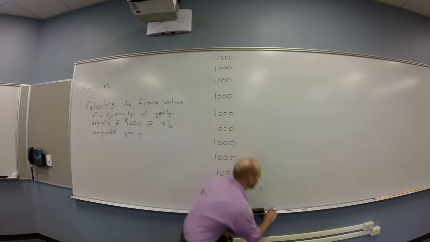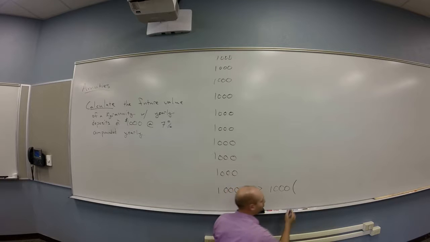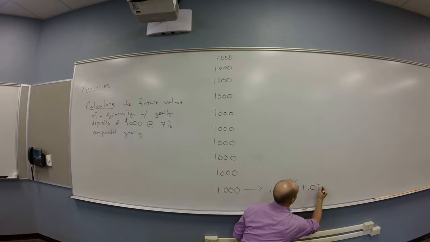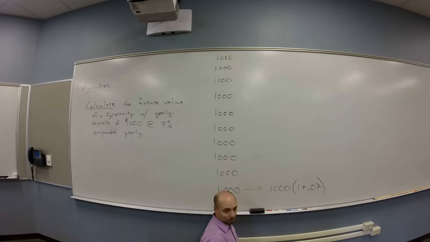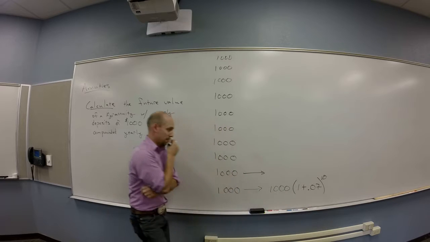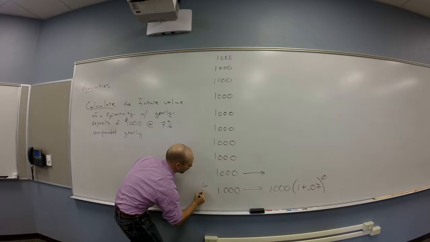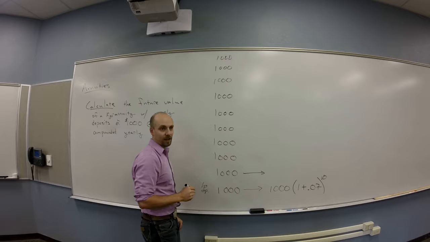Yeah. So I'm going to get my $1,000 times 1 plus 0.07, right? The interest rate divided by the number of compounding periods, raised to the, okay. You guys see that? So this is the first one, right? First deposit. So it's the same thing. It's in there for all 10 years.